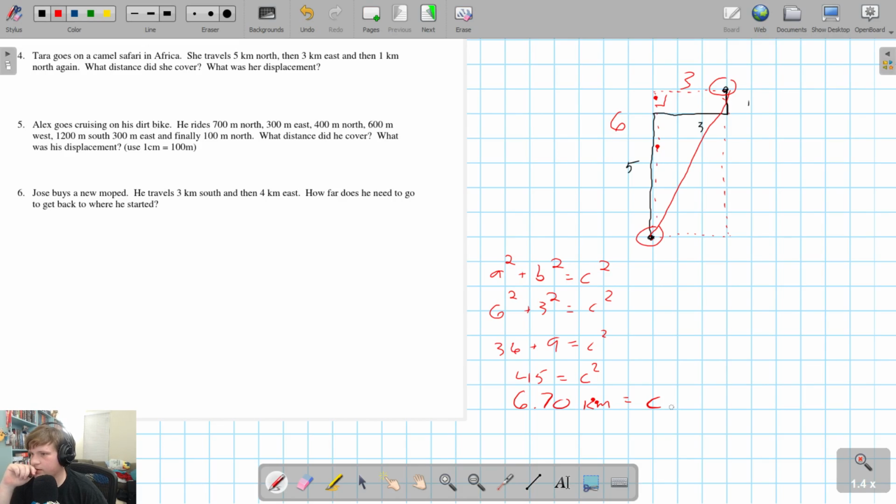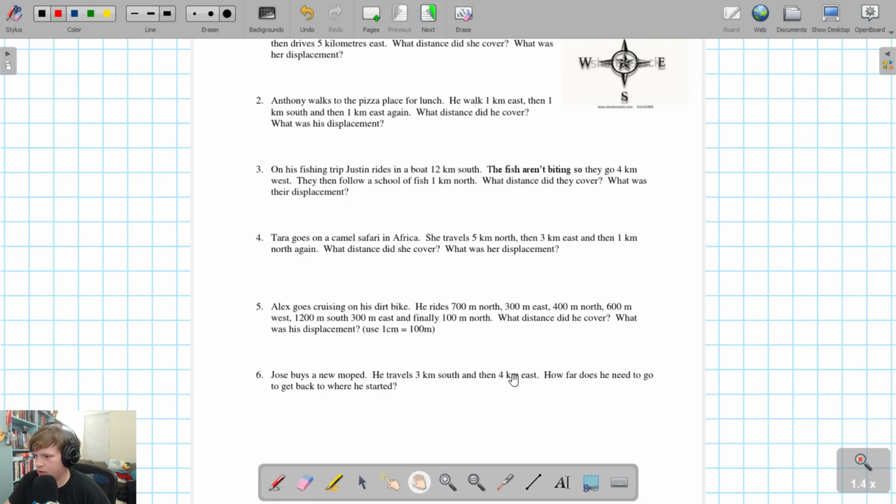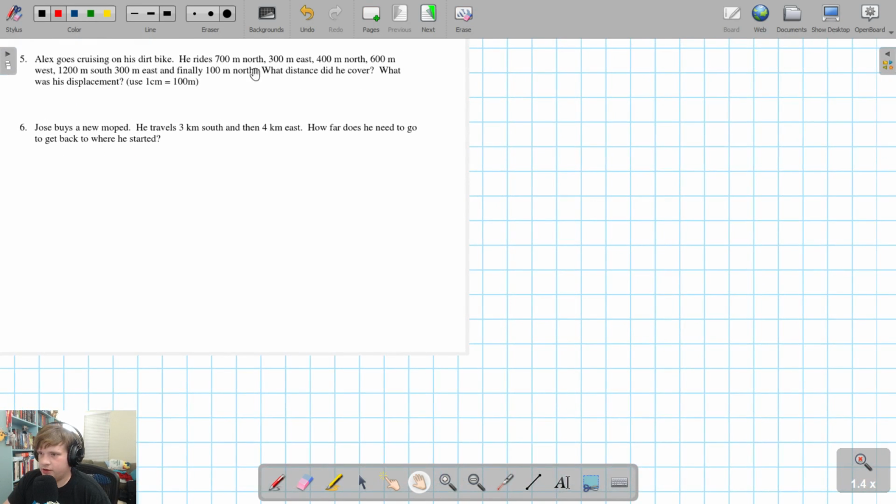Okay, that's number 4. Now, next one's number 5, right? All right, Alex goes cruising on his dirt bike. Hope he wears a helmet. He rides 700 meters north, 300 meters east, 400 meters north, 600 meters west, 1200 meters south, 300 meters east, and finally 100 meters north. Oh boy. Okay, so this is what I mean, where displacement can get kind of crazy.